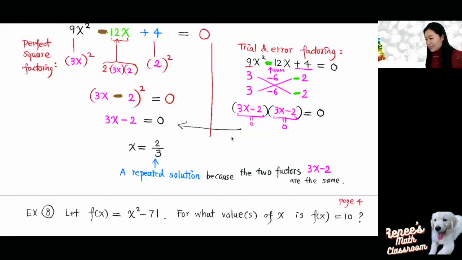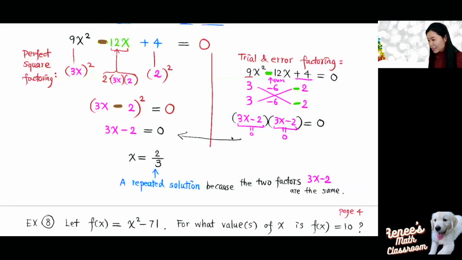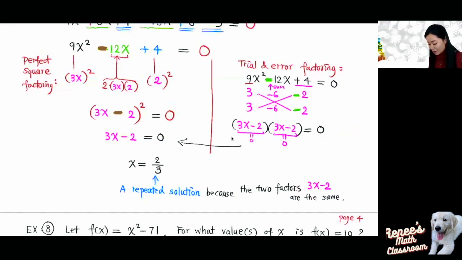So you see this quadratic equation over here? It does have two solutions. However, this one here is repeated. It's a repeated solution.